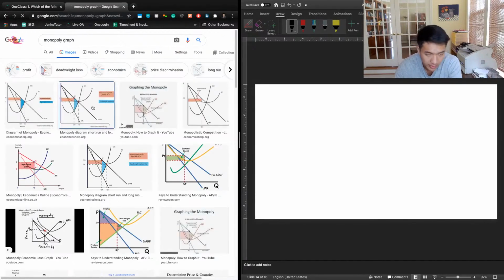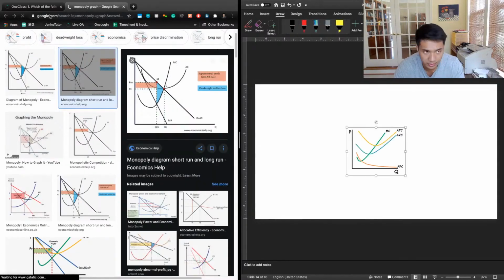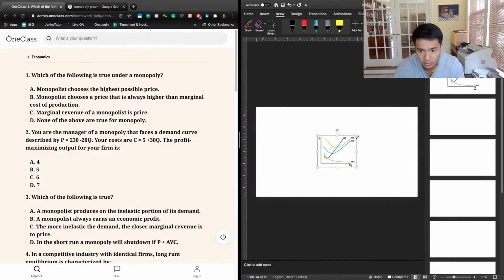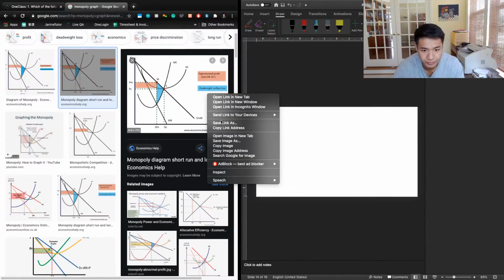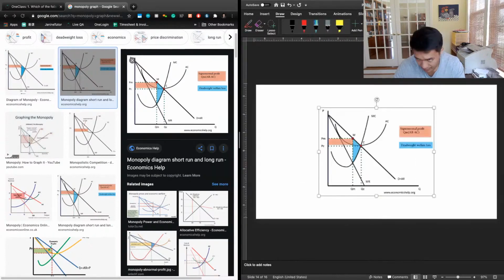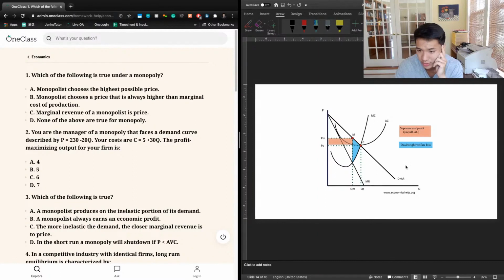Okay, so let's take this graph for monopoly. The difference between monopoly and other types of goods is that there's a distinct marginal revenue curve that's separate from the demand curve. And so we know profit maximization still occurs for monopolies where marginal revenue is equal to marginal cost. Marginal revenue is equal to marginal cost right here.